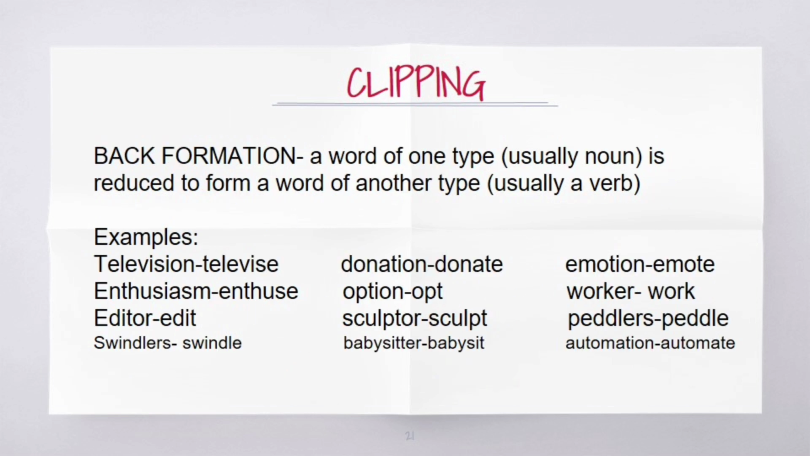Back formation. Back formation is a word of one type, usually a noun, that is reduced to form a word of another type, which usually is a verb. For example, television, televise, donation, donate, emotion, emote, enthusiasm, enthuse, option, opt, worker, work, editor, edit, sculptor, sculpt, peddler, peddle, swindler, swindle, babysitter, babysit, automation, automate.